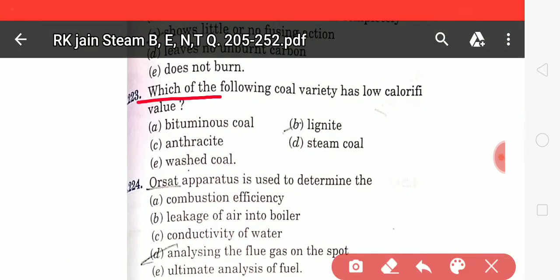Next, which of the following coal varieties has low calorific value? Lignite.